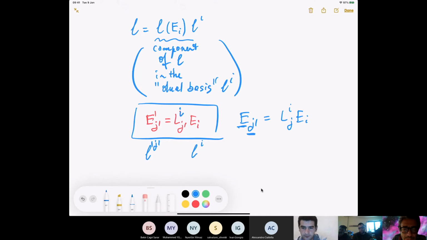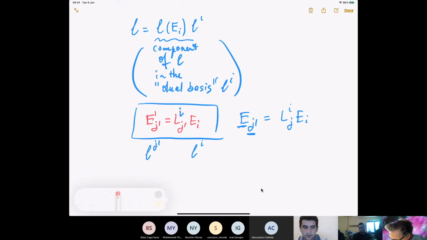If you go in the books of tensor calculus, they do not write this explicitly. You must understand it. And it was very painful for me to understand this part, because I was confused. I said, okay, this is the same basis of that. What is going on? Okay.